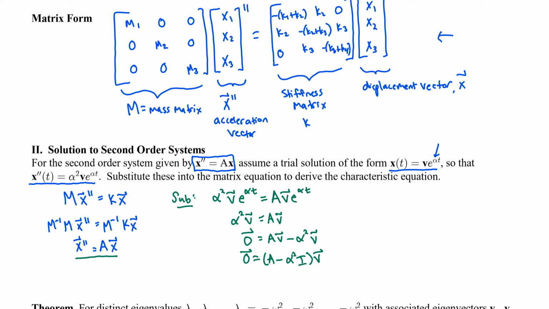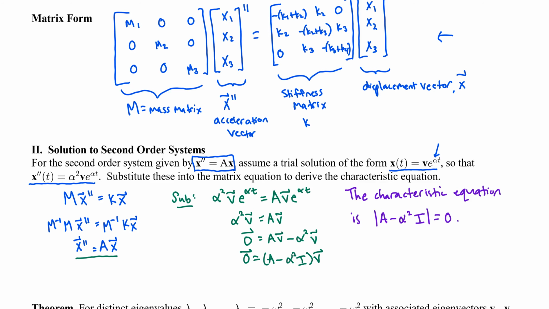Now, the characteristic equation is derived from this result. This matrix equation will have a non-trivial solution provided the determinant of the coefficient matrix is zero. So the characteristic equation is then the determinant of A minus alpha squared I equals 0. I'm going to solve this characteristic equation for alpha squared. We're going to use that to find the eigenvalues and the eigenvectors.